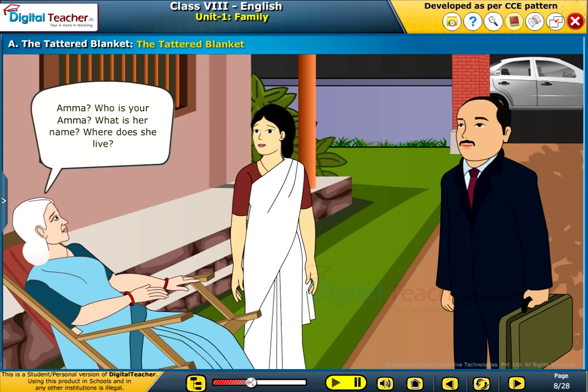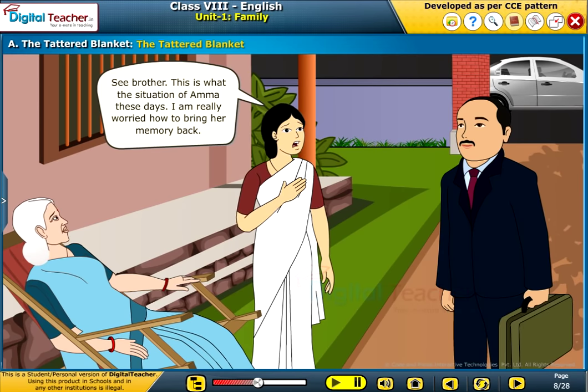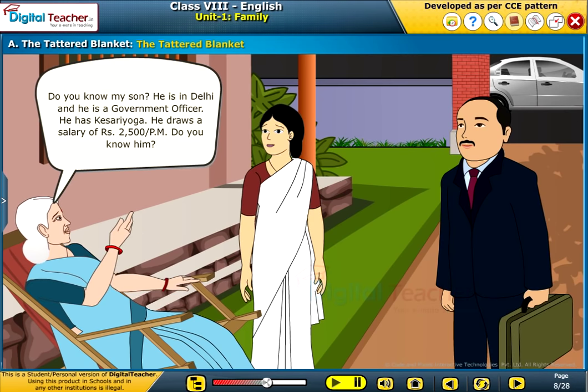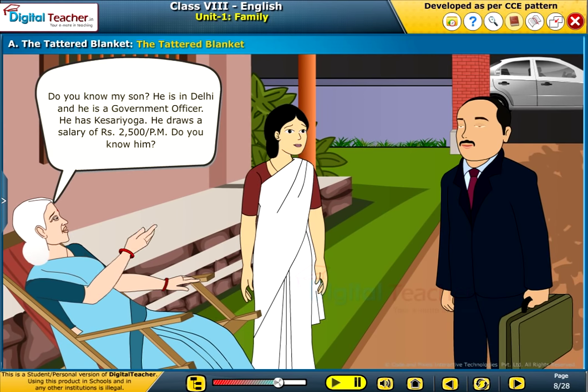Amma, who is your Amma? What is her name? Where does she live? See, brother, this is the situation of Amma these days. I'm really worried how to bring her memory back. Do you know my son? He is in Delhi and he is a government officer. He has Kesari Yoga. He draws a salary of ₹2,500 per month. Do you know him?